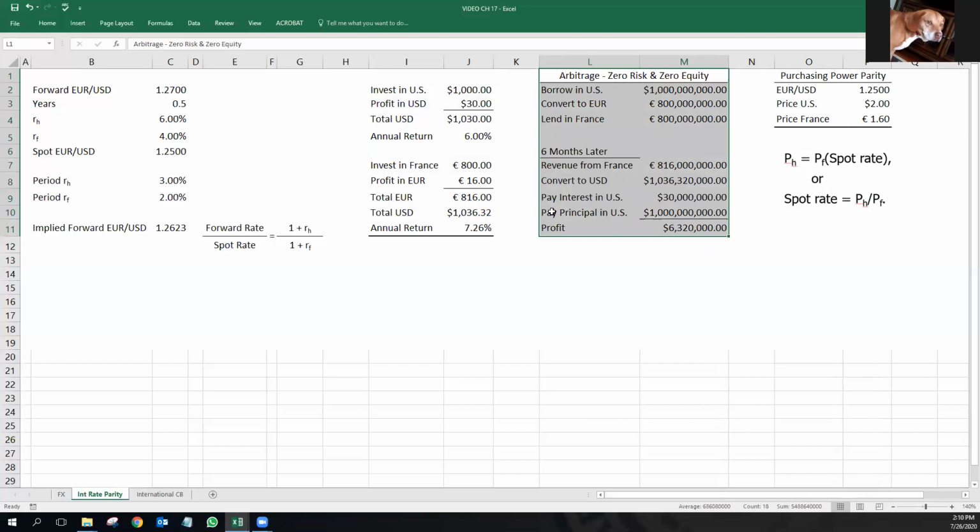Because you're not going to be the only one doing it, everybody's going to see it. They start borrowing money in the United States and lending money in France. So one way this corrects itself and disappears really fast is that as the borrowing increases in the United States, that 6% is going to go up because of supply and demand. The more you demand borrowing, the more expensive it becomes, the price goes up. And in France, as you lend money at 4%, that 4% is going to go down because there's a large supply of money. So as those percentages change, it makes this disappear to zero.